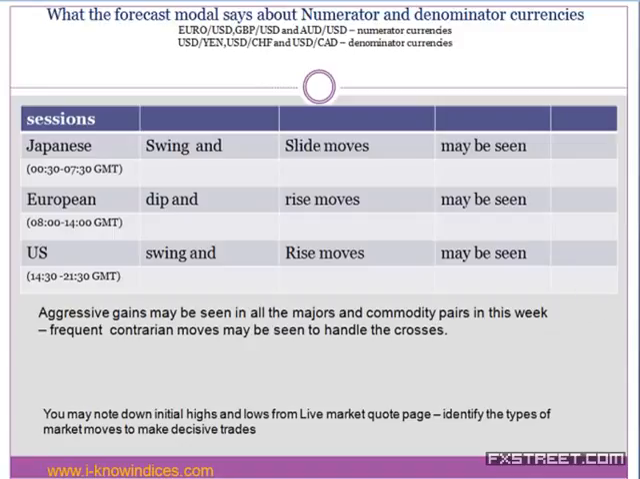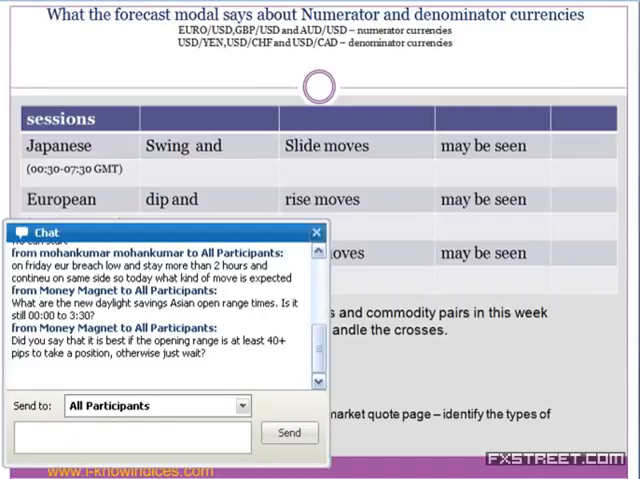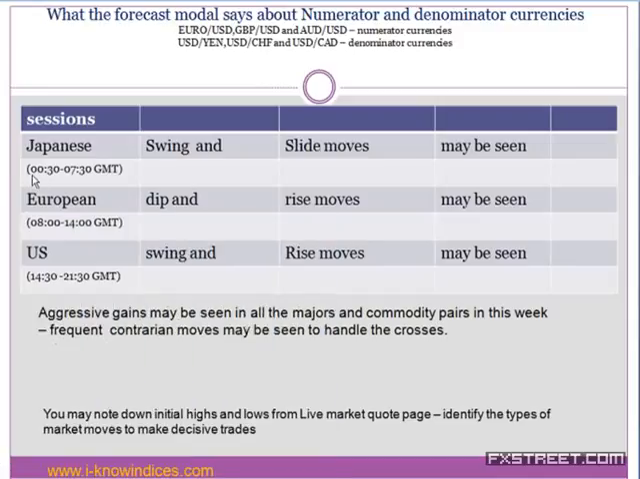What are the new daylight saving Asian session timings? With regard to the market timings, it is displayed here. Once the daylight saving system is off from the 4th of November, you find the Japanese session is 0030 to 7:30 GMT. Then 7:30 to 8 is the gap time before the start of the European session.